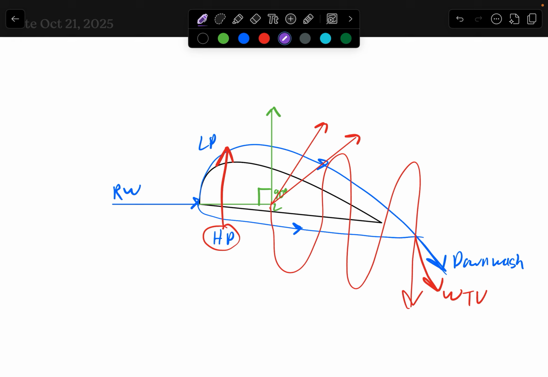Now, the way I like to explain it is the angle of where lift should be versus where lift is, that's induced drag, right?